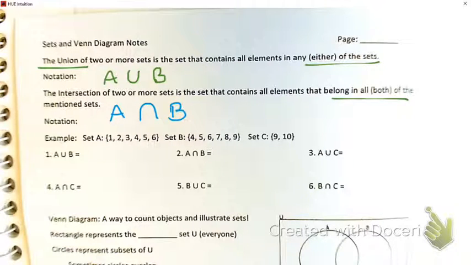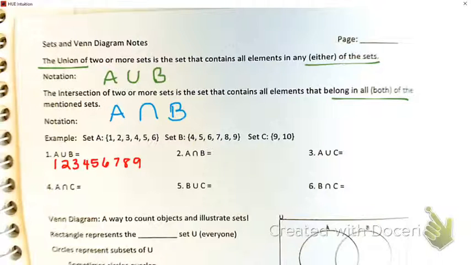Before we draw any Venn diagrams, here's an example. A is 1, 2, 3, 4, 5, 6. B is 4, 5, 6, 7, 8, 9. And C is 9 and 10. The first question, number 1, says A union B. What that wants you to do is write down all of A, and then write down all of B that you haven't already written. We've already written 4, 5, and 6, so I'm going to write 7, 8, and 9. That would be A union B, because that's all of A and all of B together.